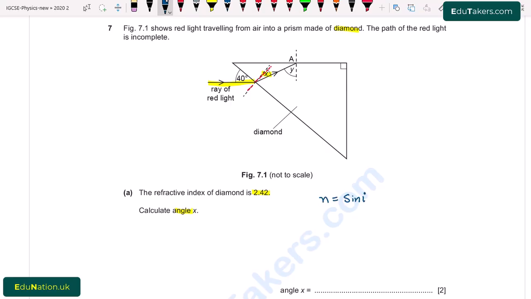sine of angle of incidence over sine of angle of refraction. Here we have to find out this r, and r is the angle of refraction. It is represented by x, so I write here sine of i over sine of x. We have to find out the value of x. The refractive index of diamond is given, which is 2.42. Here we have to find out the incidence angle. So we know that the incidence angle is formed between the incident ray and the normal ray.